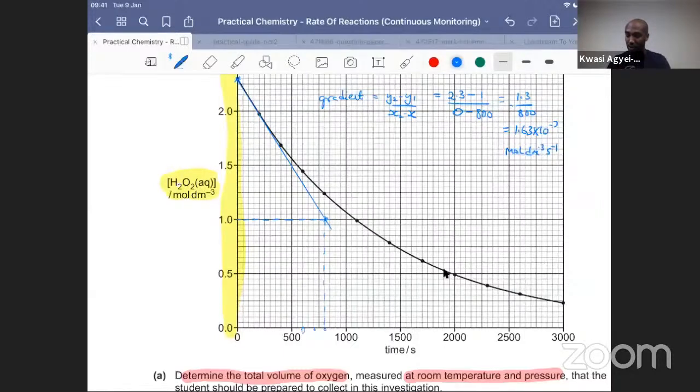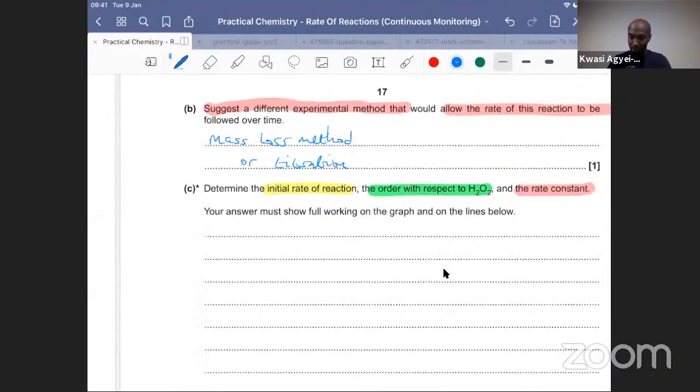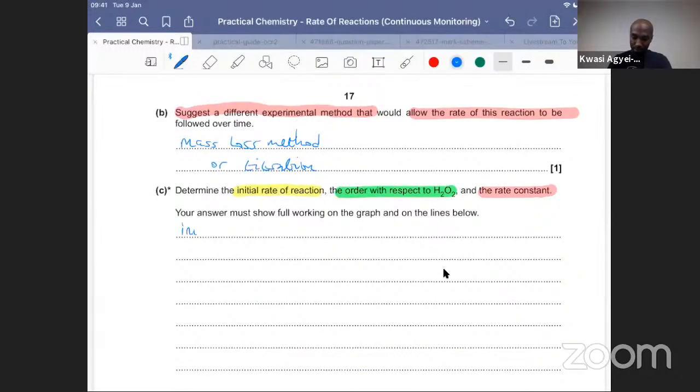So back to our initial rate, we could say C working on graph is equal to 1.63 times 10 to the minus 3 moles per decimeters cubed per second. Okay, so brilliant. The order with respect to hydrogen peroxide. Okay, so how can we work that out? Well, let's go back to our graph.